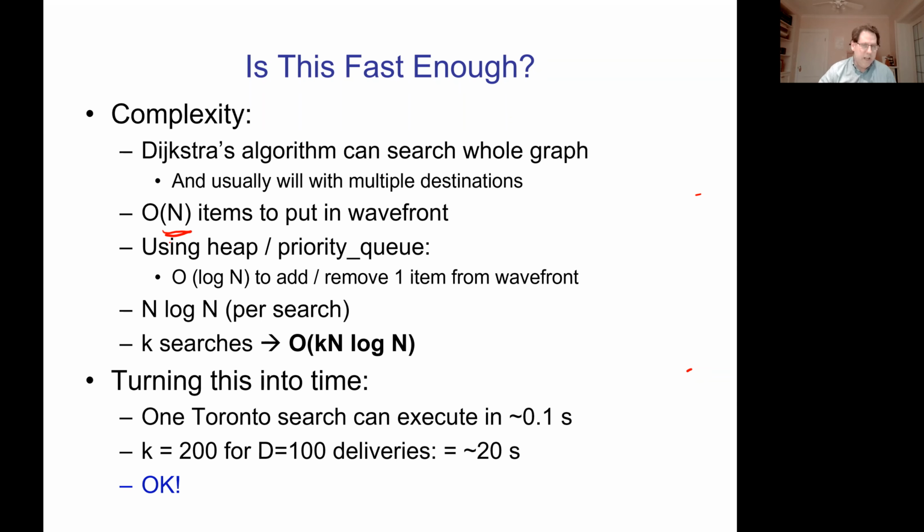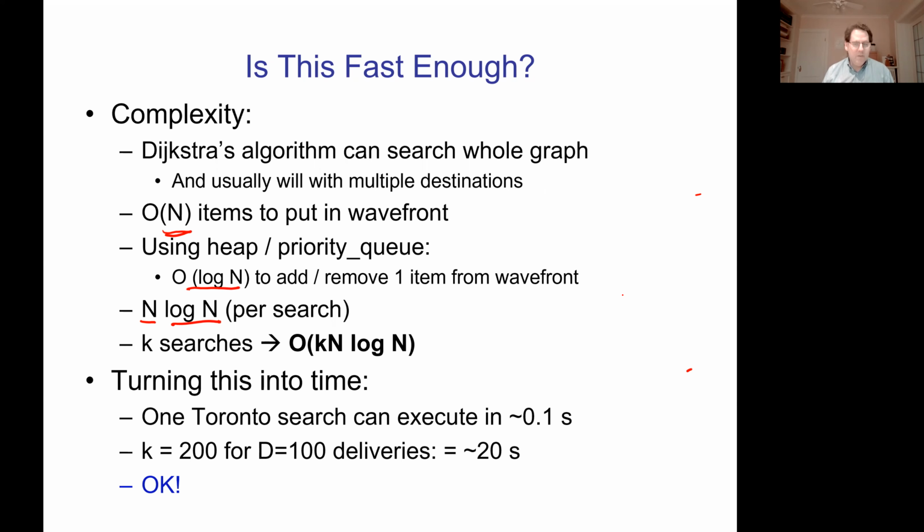Well, if we're using a normal binary heap or priority queue, which is what we talked about in lecture, it's logarithmic complexity to add or remove one item from the wavefront. So that means for every start location, every one of our multi-destination searches, we're going to do an n log n computation. Now that loop that I showed you said we have to do this for every possible start location, all k of our interesting intersections. So we multiply that whole thing by k. So k n log n. All right, so that's complexity. It doesn't look too low, but it doesn't look too high.